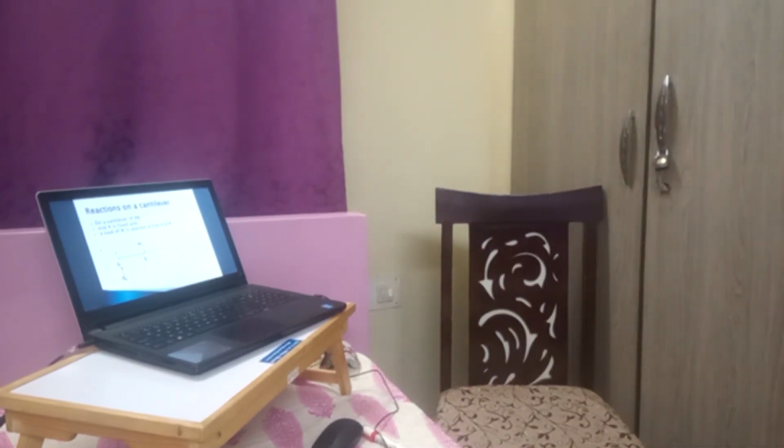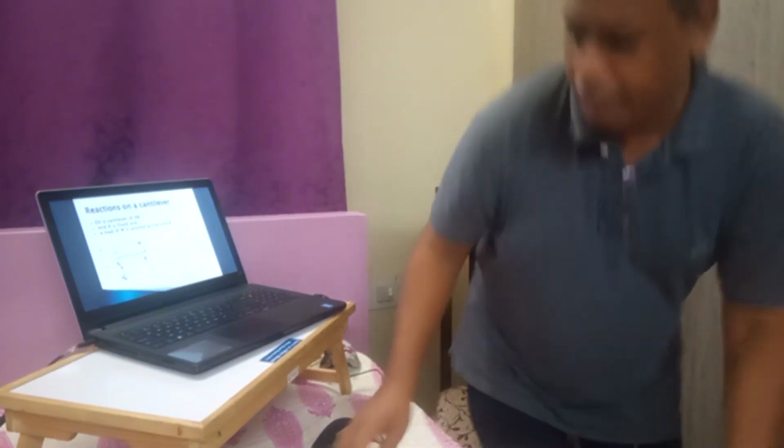If you see this figure, force W is acting at a distance of L, that is, it is acting at the free end B. Therefore, this W into distance L will give you the moment at A. So, the moment at A is given by W into L, that is the moment due to the external force.